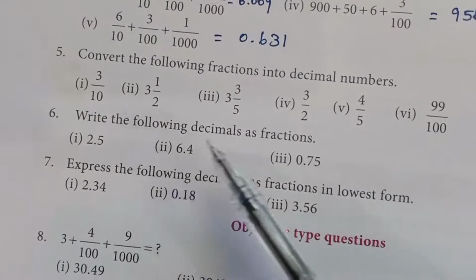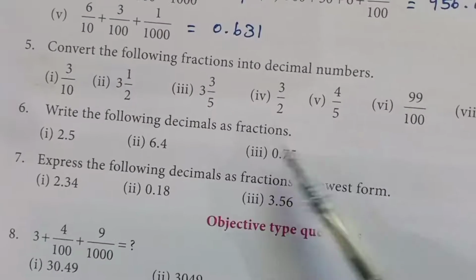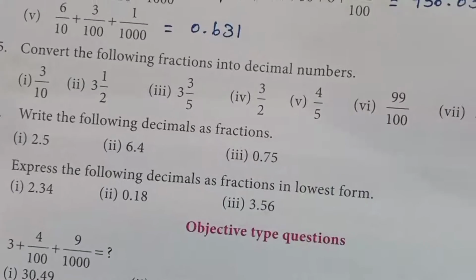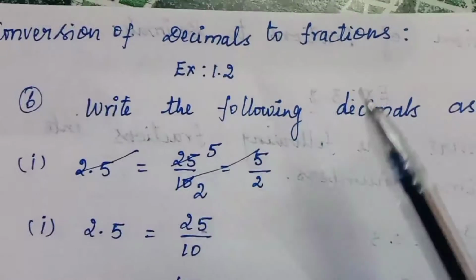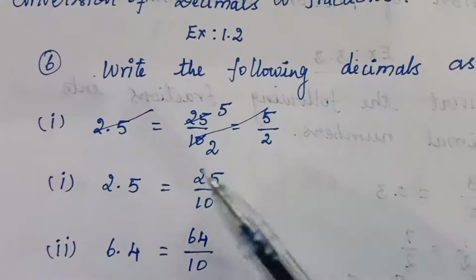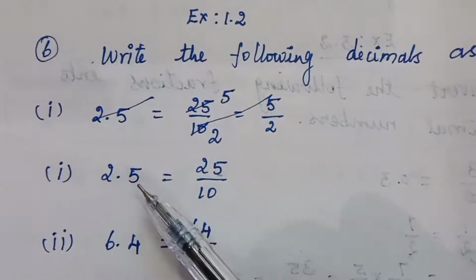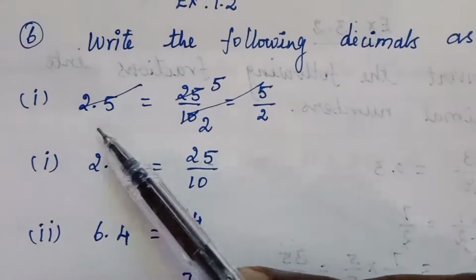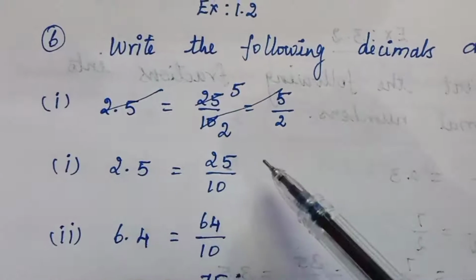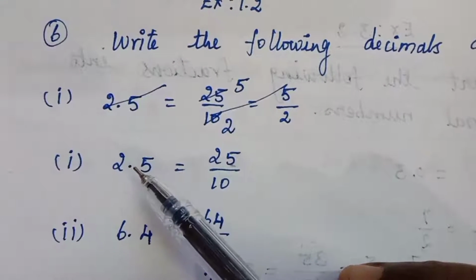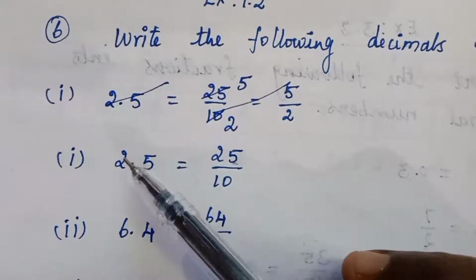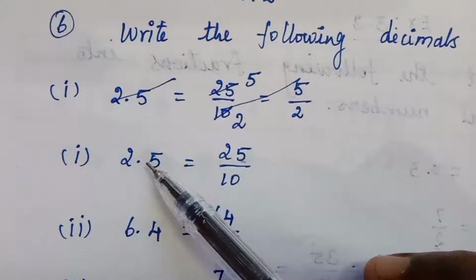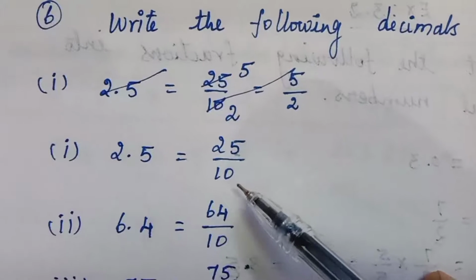Now the sixth question: write the following decimals as fractions. 2.5, 6.4, 0.75. This is the conversion of decimals to fractions. The first problem, 2.5. We have one decimal place. Without the decimal point, take this number, 25, and write it in the numerator. So that is 25 by 10. We have one decimal place, so it is by 10.